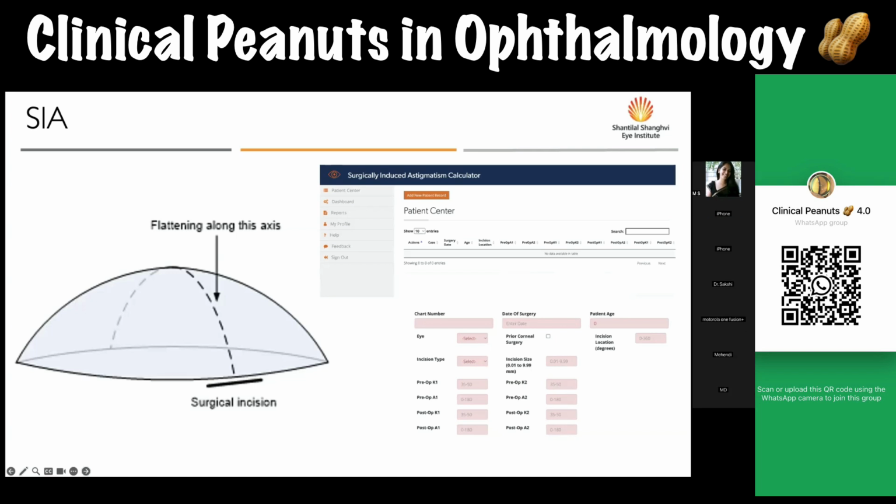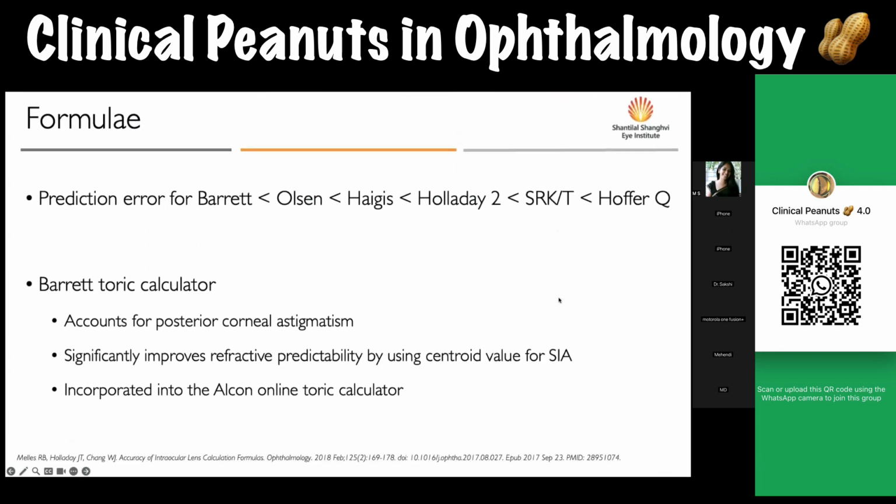And it would be a good idea, especially if you're doing a lot of toric lenses, to look at what your SIA is like. More senior surgeons know that their SIA is around 0.2 for temporal, 0.3 for superior. They have a certain idea, but especially young surgeons like us, it would be a good idea to look back at our cases and see what our SIA is like.